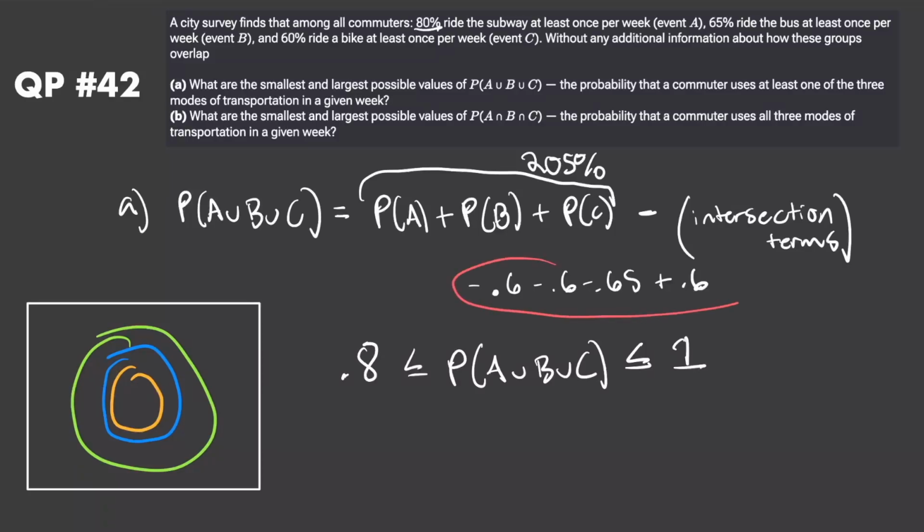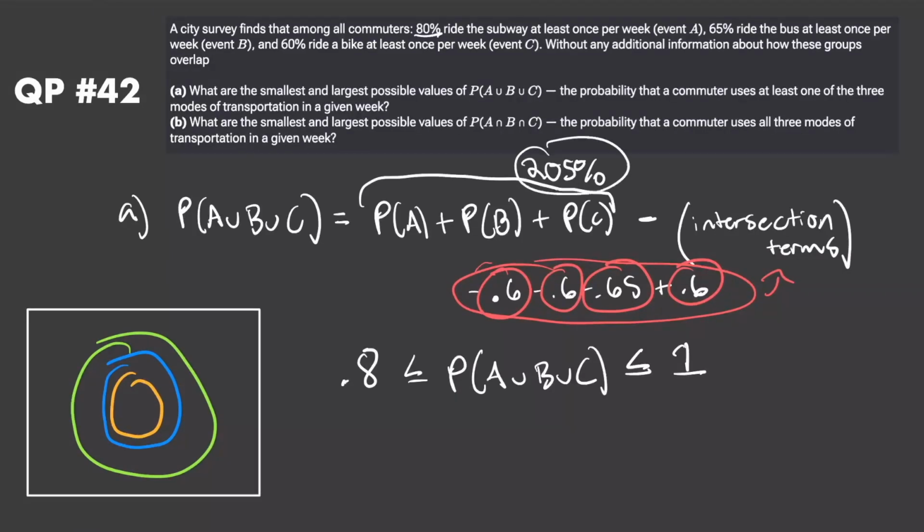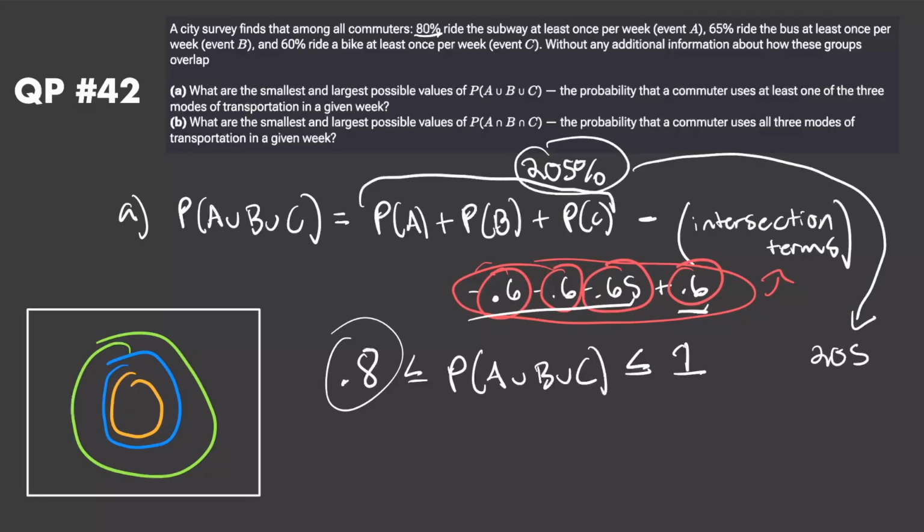Also, if you actually wanted to solve this equation, this is what the maximum intersection terms would be, right? This is the maximum triple intersection. This is the maximum double intersection between event A and event B. And then this is the maximum between A and C. And then this is the maximum between B and C. So if you took 2.05 and subtracted off these terms and added back this one, well, then you'd get 0.8 as well, right?